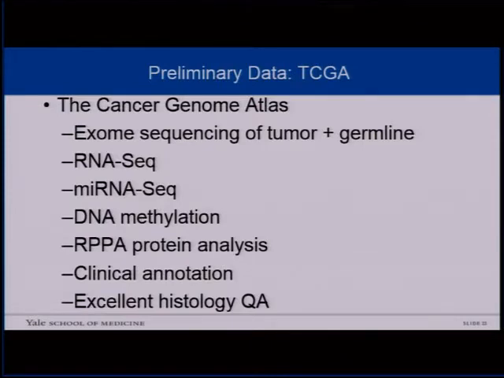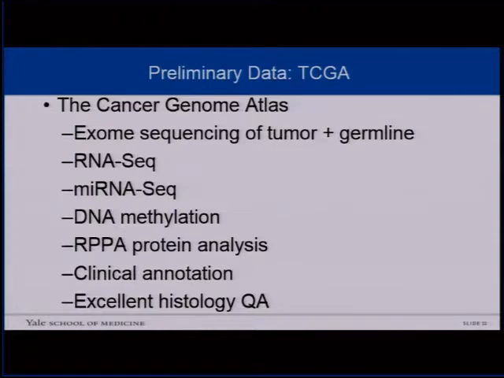And so what they did typically was mostly exome capture and sequencing of tumor and germline. They did some whole genome as well. They did RNA-seq on those, sometimes microRNA-seq. They did the Illumina DNA methylation chip with the 500K chip. So they have methylation data.